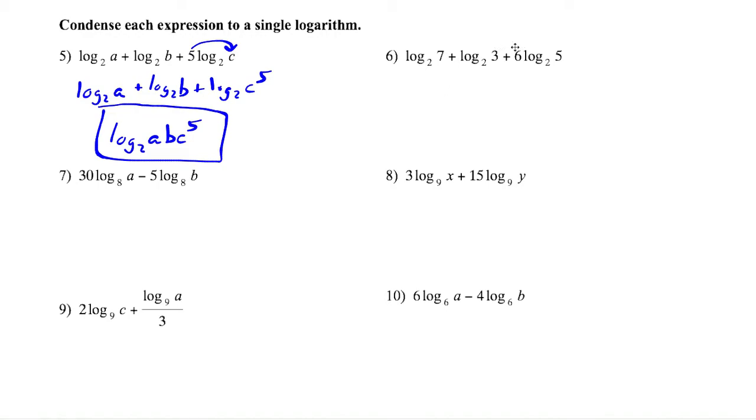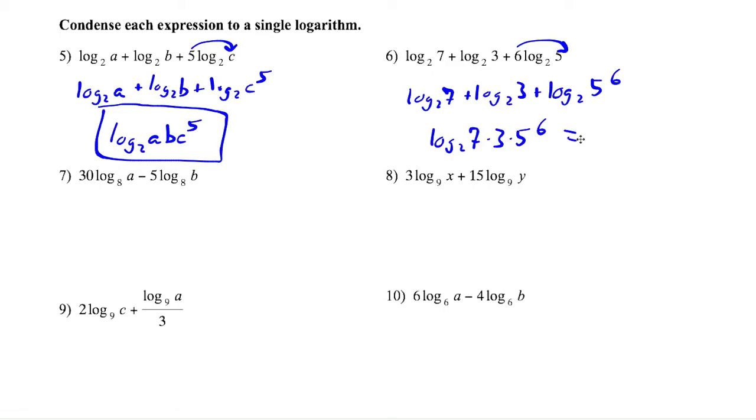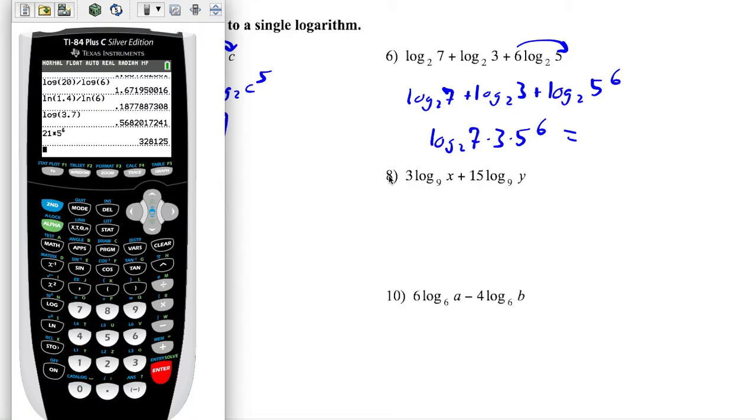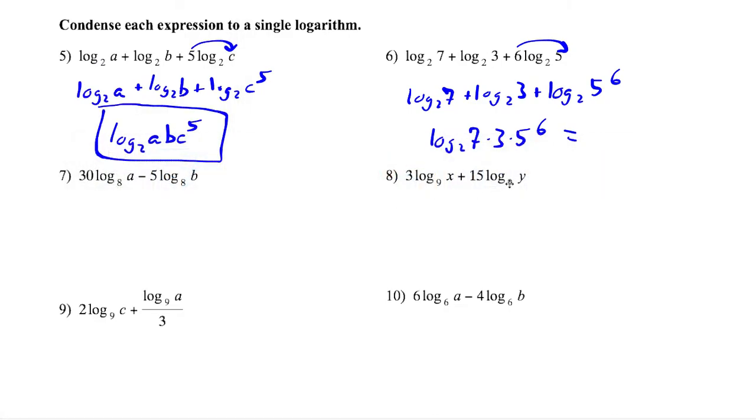Next up, we look for any coefficients, and we got one, so we do log base 2 of 7 plus log base 2 of 3 plus log base 2 of 5 to the 6th. So this becomes log base 2 of 7 times 3 times 5 to the 6th. Well, that's going to be 21 times 5 to the 6th, which is 3281.25. So log base 2 of, I already forgot the number. It's so obnoxiously big. 3281.25.